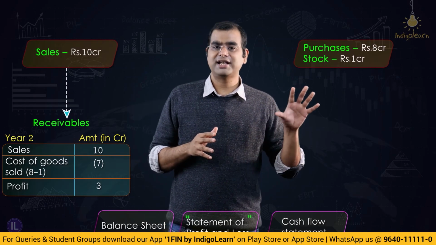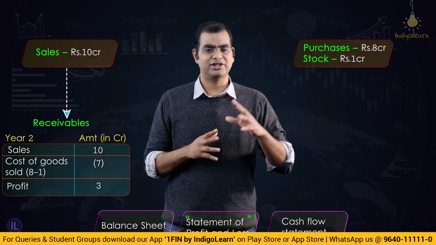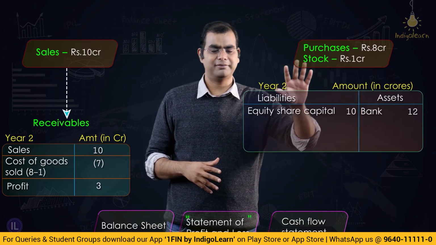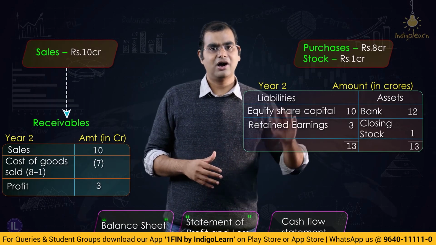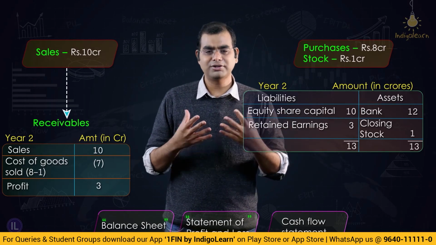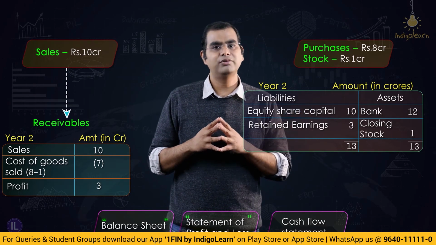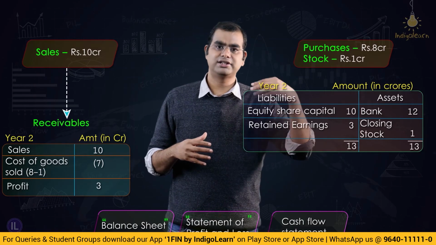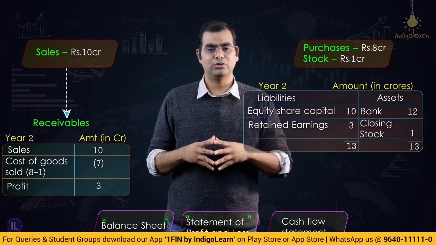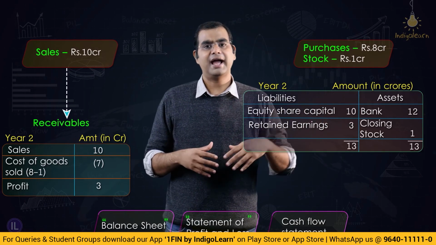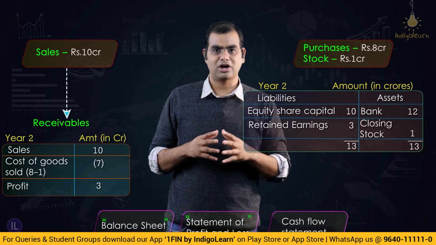But on your balance sheet as well as in your cash flow statement, there are substantial changes. What are those changes? In your balance sheet, you have taken this 3 as profit: 10 is your equity share capital, 3 is your profit, so 13 is the balance on this side. On the other side, how much were we showing as your cash balance? We were showing a cash balance of 12 crores. How did we get this 12 crores? Initially there is 10, then you earned a profit of 3, and out of that you put 1 crore in stock, so 12 is the balance in cash, and 1 crore is stock.